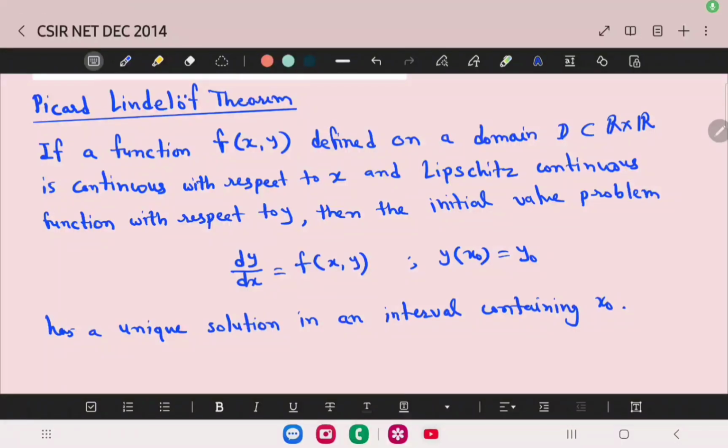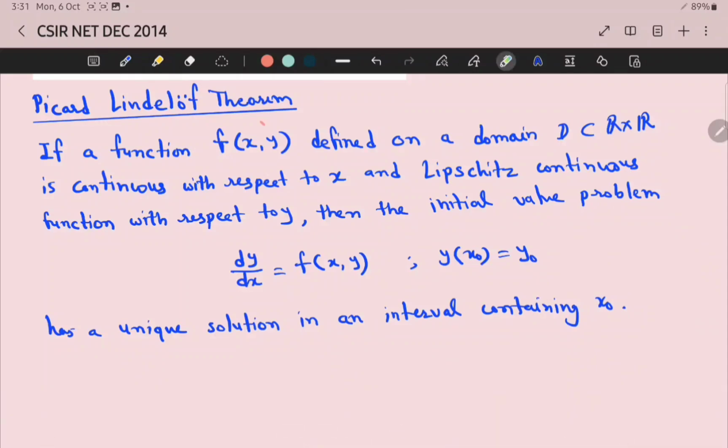In the previous video, we explained the Picard-Lindelof theorem, which is also called the existence uniqueness theorem, which states that if a function f of x, y defined on a domain D of R cross R is continuous with respect to variable x and Lipschitz continuous with respect to variable y, then the initial value problem dy over dx equal to f of x, y with the initial condition y(x0) equal to y0 has a unique solution in an interval containing x0.